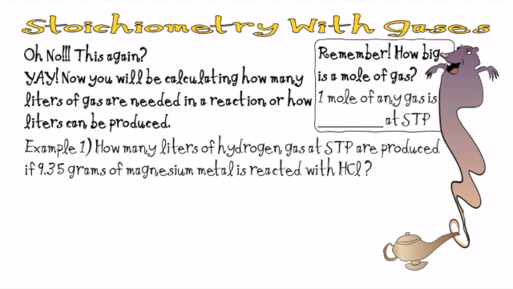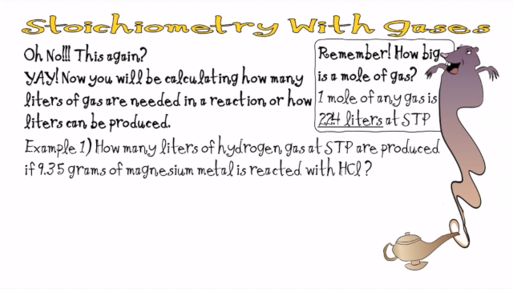And finally, stoichiometry with gases. So now you'll be calculating how many liters of gas are needed in a reaction, or how many liters can be produced. So remember, how big is a mole of gas? 1 mole of any gas at STP is 22.4 liters. How many liters of hydrogen gas at STP are produced if 9.35 grams of magnesium metal is reacted with HCl?